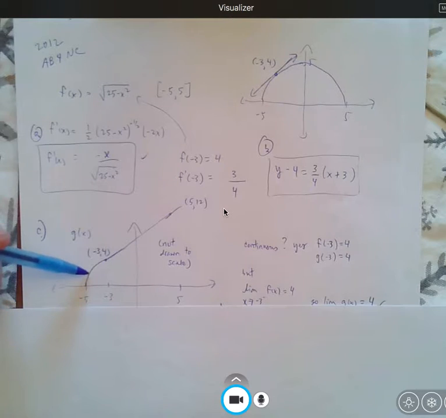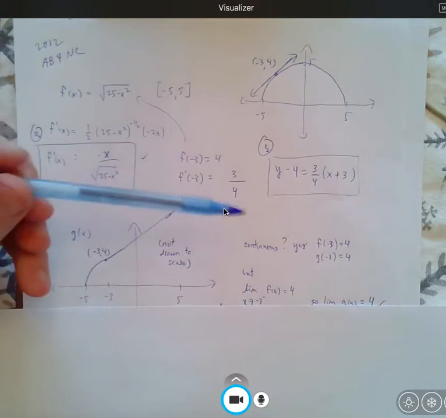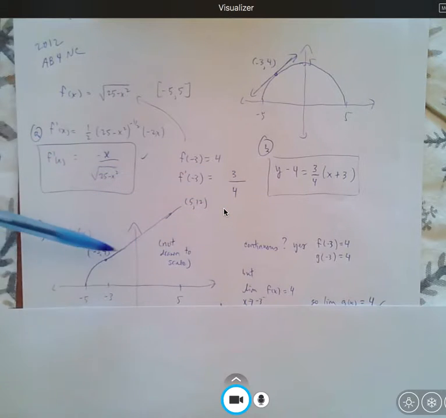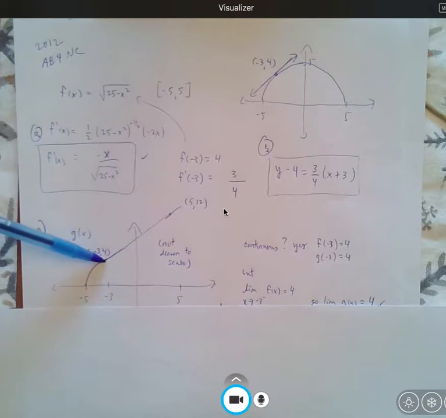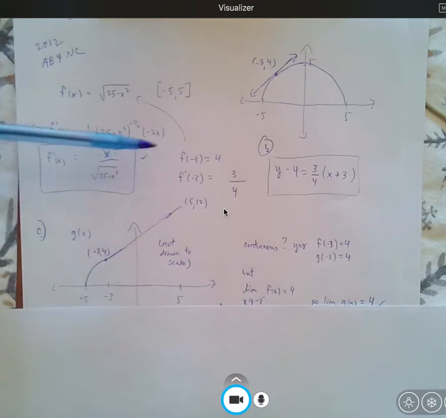Question C, you don't need to know the graph, but the graph certainly would be helpful. It's the semicircle that goes to (-3, 4), and if I put -3 into x plus 7, -3 plus 7 is 4, and it goes to (5, 12). So it's essentially the semicircle to the line. But the question asks for continuity. You can't just say the graph meets at (-3, 4).